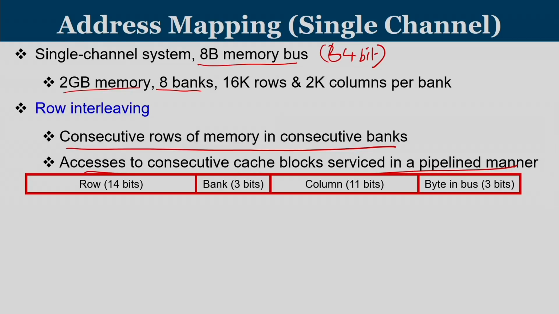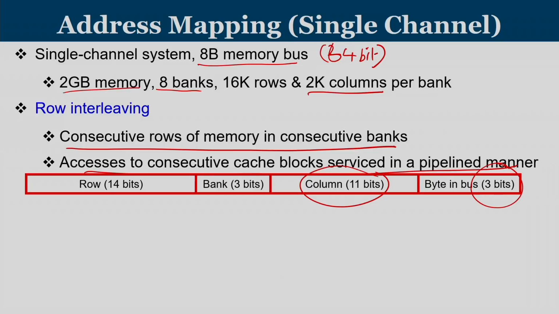So, you can see this, out of the 2 GB that you have, we have the 8-byte memory bus. So, the last 3 bits will tell the byte in the bus. And we have seen the 2K columns. So, 11 bits are given to the column. And once all permutations of these 11 bits are over, now we are moving to the next row.